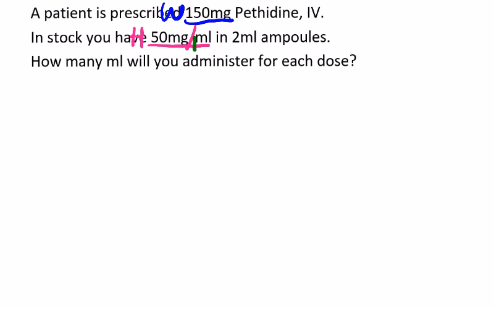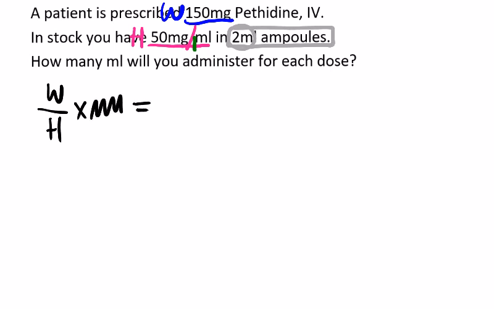Now you're going to be wondering, what about the 2 ml ampules? Well, the full ampule contains 2 mils, but the concentration is 50 milligram in each 1 mil. So be very careful not to jump and look at that 2 mils thinking it belongs to the concentration, because it doesn't.